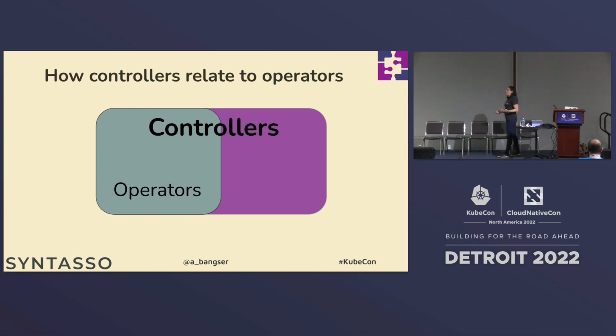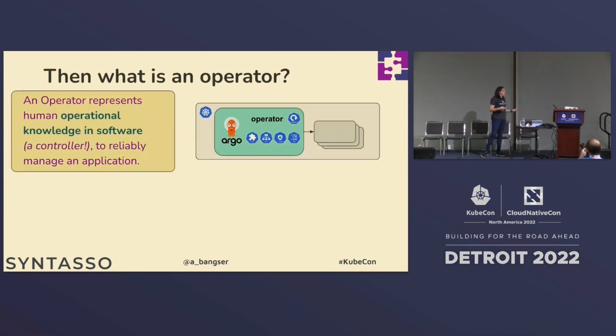Not all controllers are operators. So now it's important to look at what that difference is. What is an operator? An operator is that representation of operational knowledge into the controller, into that ability to converge on desired to reality state, and reliably manage it.